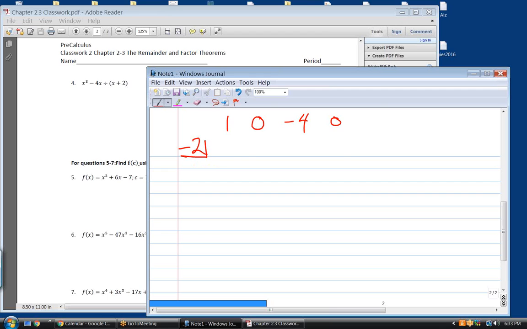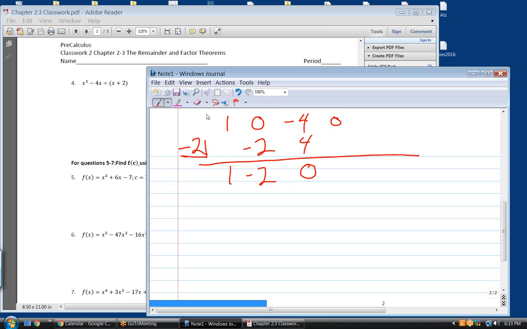Now what your teacher meant when he said draw an arrow below it is that's always the first step, to bring down that number, whatever it is, and write it there. Okay, now what? Multiply 1 by -2, which is -2, and write it there. Then -2 plus 0 is -2. Then -2 times -2 is 4, then -4 and 4 equals 0.